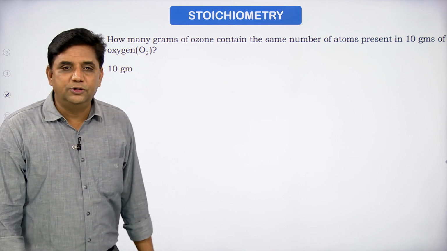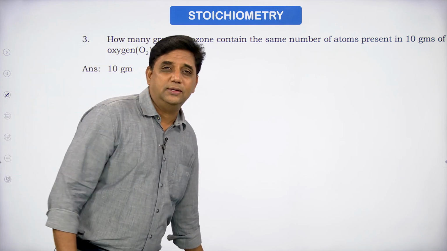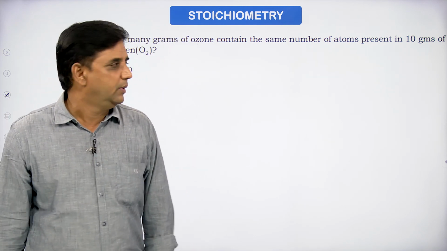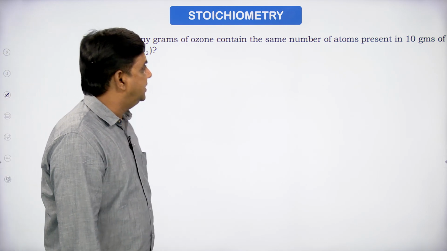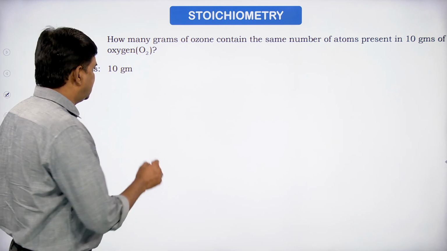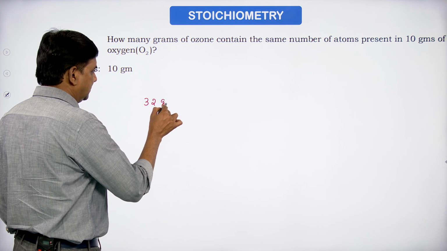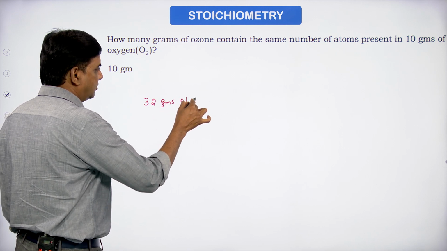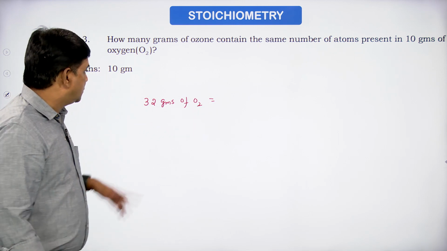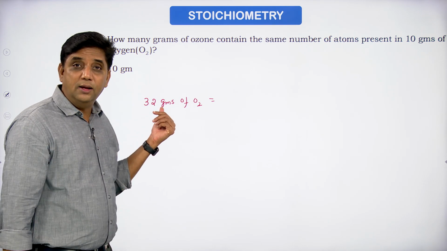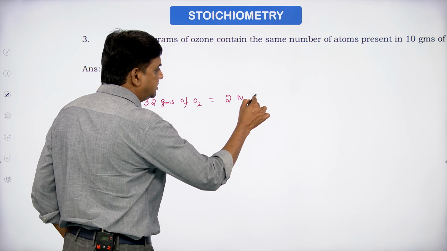How many grams of ozone contain the same number of atoms present in 10 grams of oxygen? Yeah, this is a very perfect stoichiometry question. Yeah, students, 32 grams of oxygen, one molecule contains 2 oxygen atoms. So, 1 mole of oxygen molecules is equal to 32 grams. 32 grams will contain 2 moles of oxygen atoms.